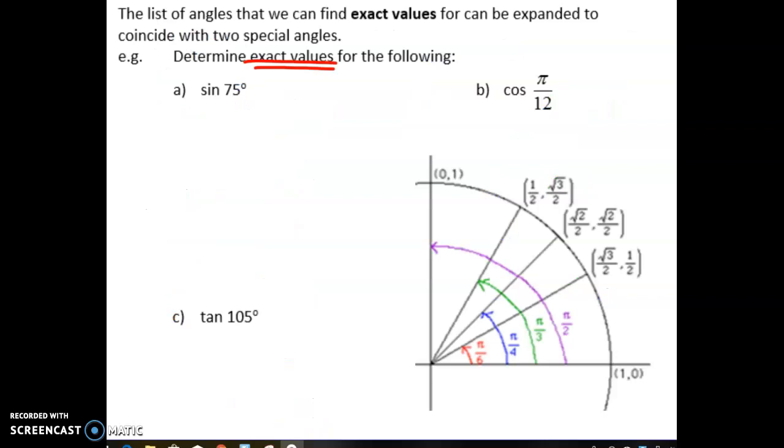So for these next questions, we're going to be finding exact values. If you'll notice, here we have a 75-degree angle. 75 degrees is not one of the exact values on our unit circle, but we do have 2 nice angles in our first quadrant that we could add together to get 75. So I'm going to rewrite this as sine of 30 plus 45 degrees, because 30 plus 45 is 75 degrees. So I haven't changed the question, I'm just rewriting it.